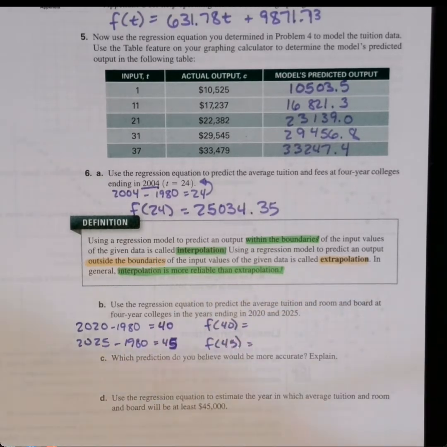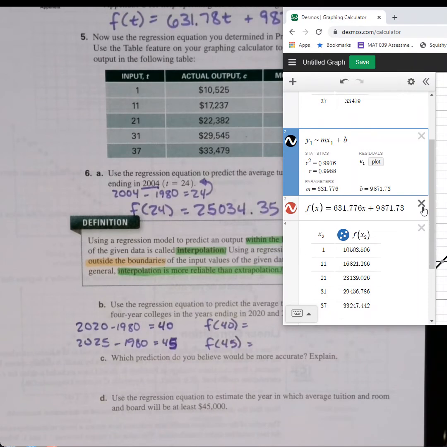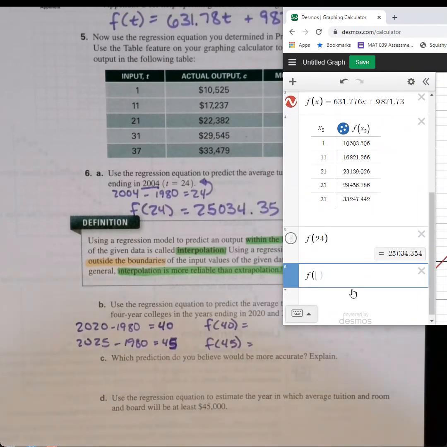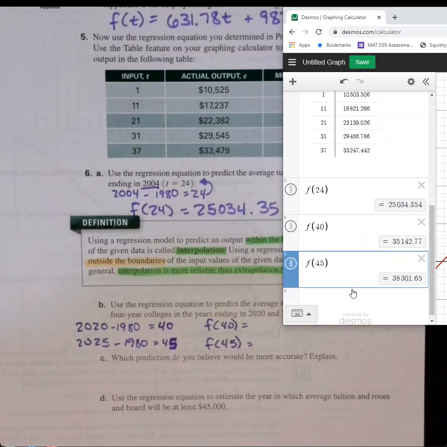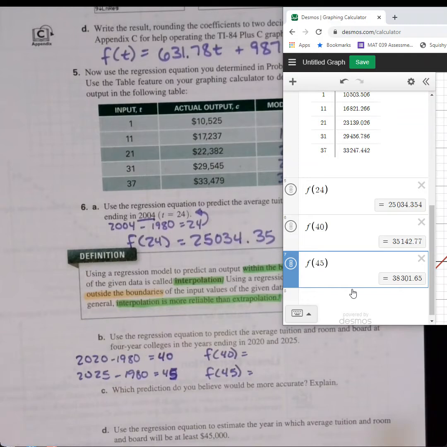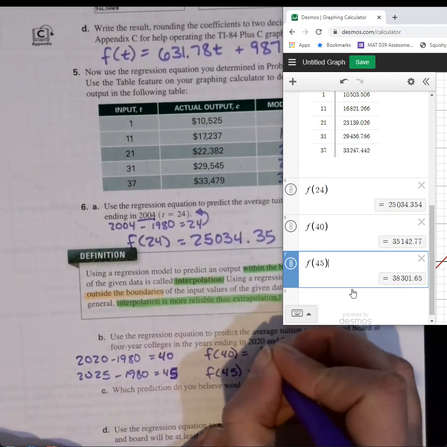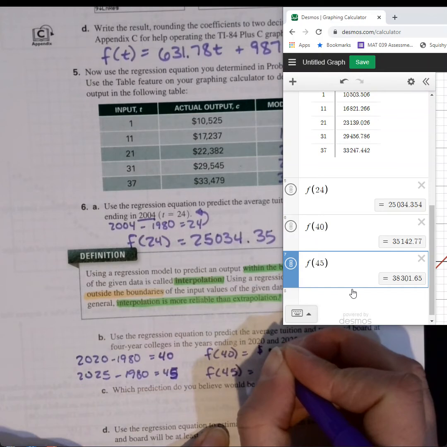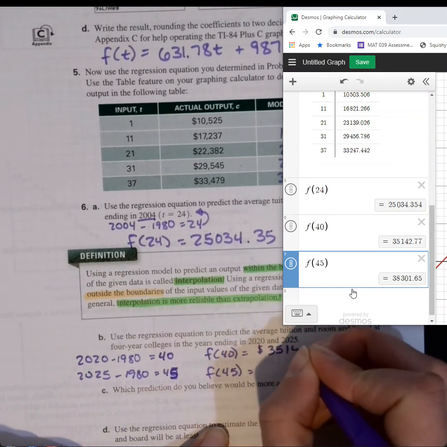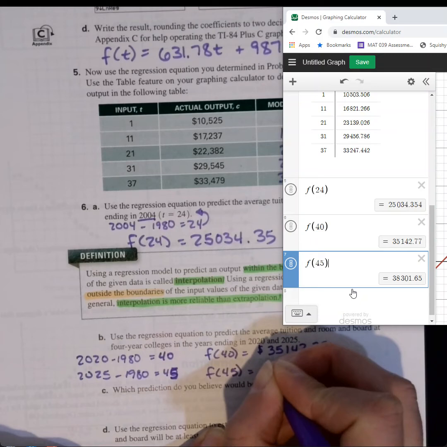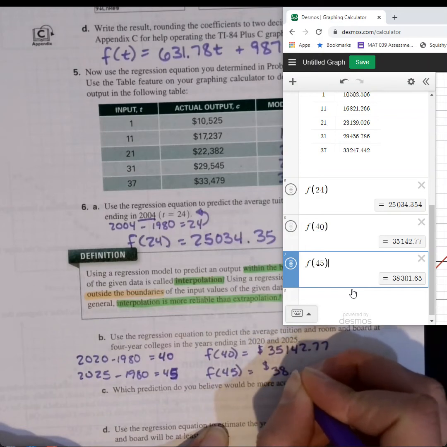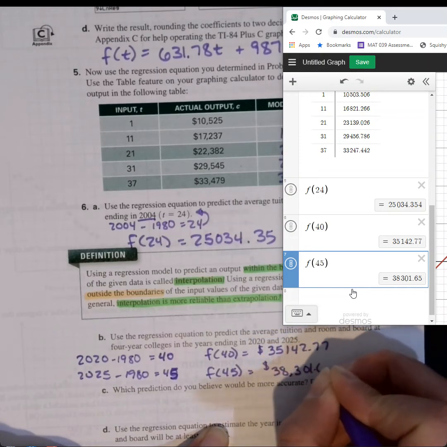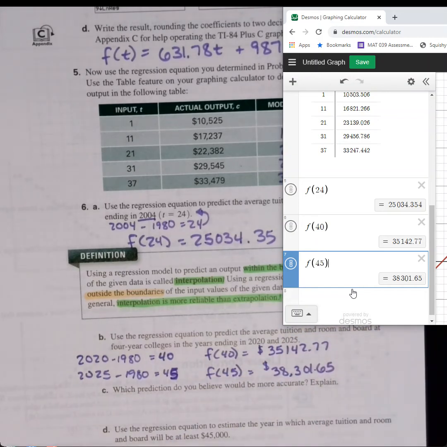Okay, so we're going to make those two predictions here. Let me scroll down. We'll do f of 40 and f of 45. F of 40, we have a prediction of tuition in 2020 costing $35,142.77. And then for 2025, f of 45 gives us the prediction that tuition costs $38,301.65. Which prediction do you believe would be more accurate?